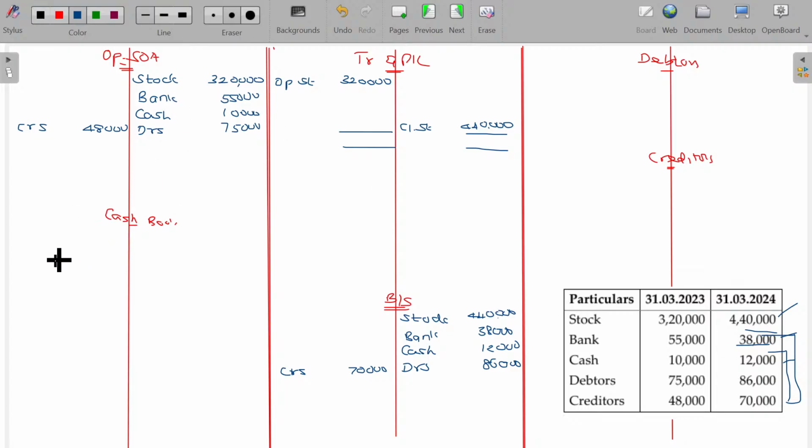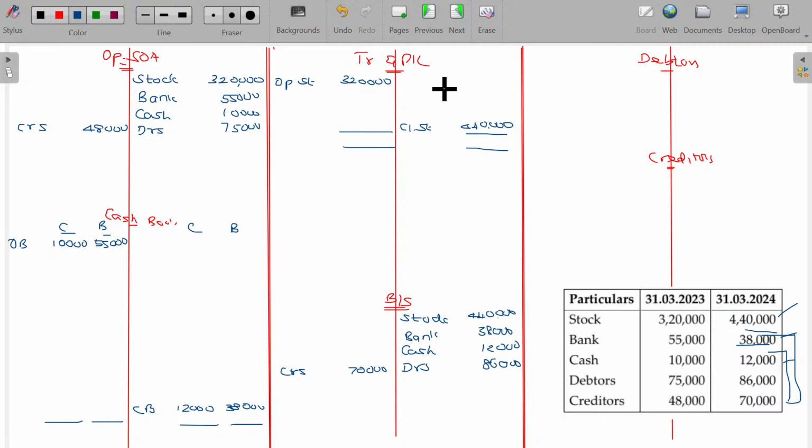The bank and cash will go to the cash book. Opening balance: cash being 10,000, bank being 55,000. Cash and bank. Closing cash and bank being closing balance, 12,000 and 38,000. Join with me to solve immediately. Don't delay it. If you have a little bit of idea, you can try it yourself. You can go ahead of me. So we have posted the bank and cash twice.